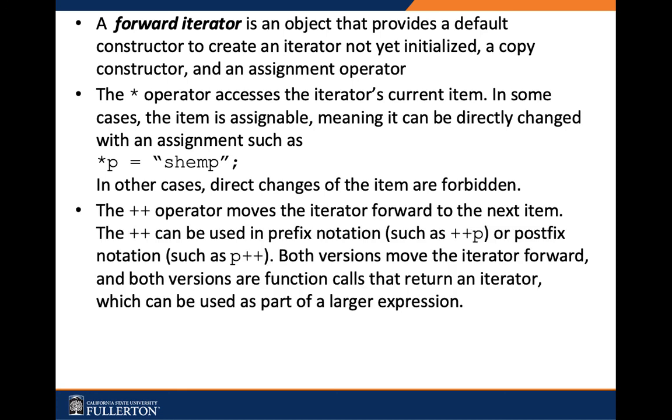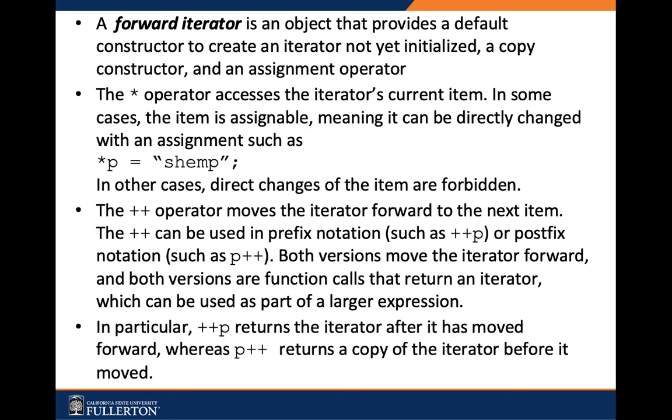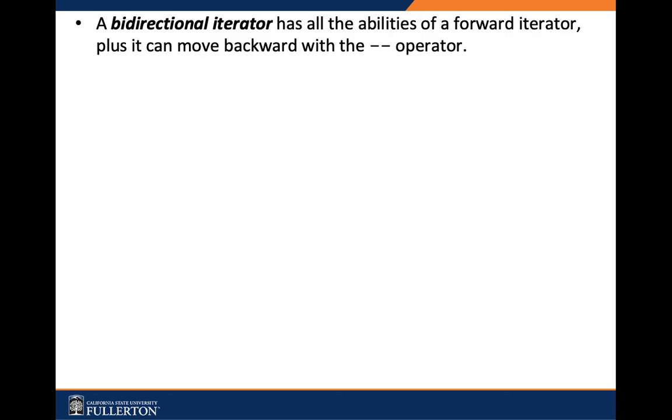The ++ operator moves the iterator forward to the next item. The ++ operator can be used in prefix notation, such as ++p, or postfix notation, such as p++. Both versions will move the iterator forward, and both versions are function calls that return an iterator, which can be used as part of a larger expression. In particular, ++p returns the iterator after it has moved forward, whereas p++ will return a copy of the iterator before it moved.